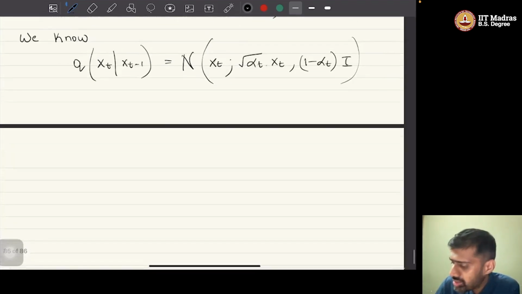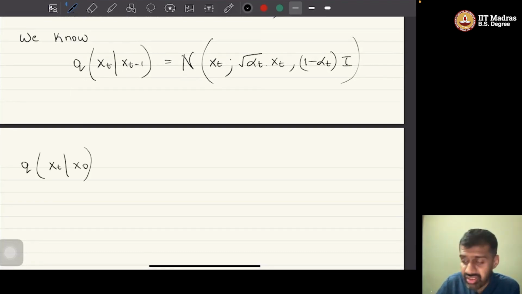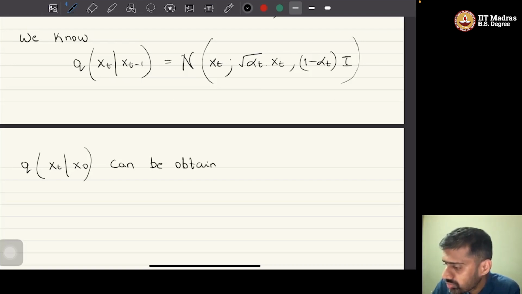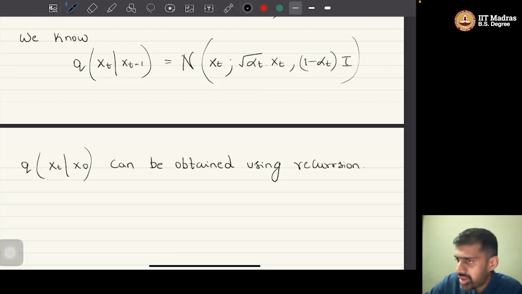But what about q of xt given x naught? We need to compute this to get the LHS here. How do we get it? See, it turns out that this can also be obtained. So, this can be obtained using recursion. A simple recursion will give us this particular distribution. How is that? Let's do that.